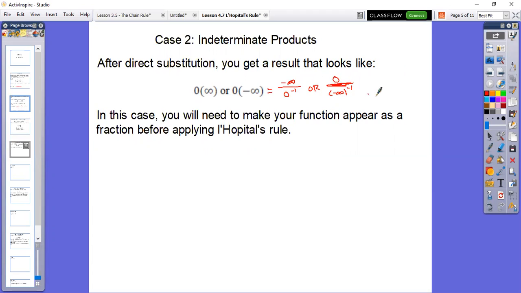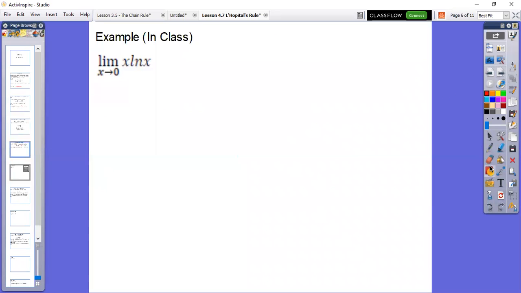So let's take a look at an example of indeterminate products. Also, I know that I'm going quick, but I want to get this video in a short time frame. So if you need to pause and go back and look at something, you can do that as often as you want to. So here's our example of indeterminate products. I'm just going to show us how we can rewrite it, and then we're going to do the example in class.